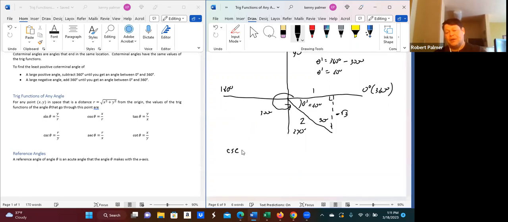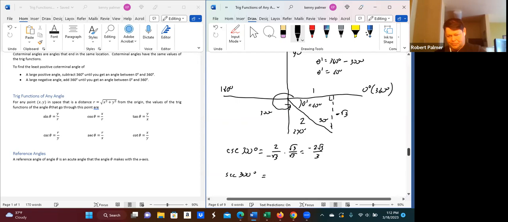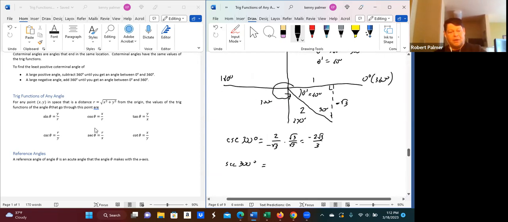So cosecant of 300 degrees is equal to r over y. And so that's going to be r, which is 2, over y, which is negative square root of 3. To rationalize that, multiply the top and bottom by the square root of 3. And so that's going to be negative 2 square root of 3 over 3. Okay. The secant of 300 degrees. I'm having trouble writing with a writing pad today. I guess I haven't used it as much in the last few days. Secant is r over x. So that's going to be 2 over 1. And that's nice, it just becomes 2.